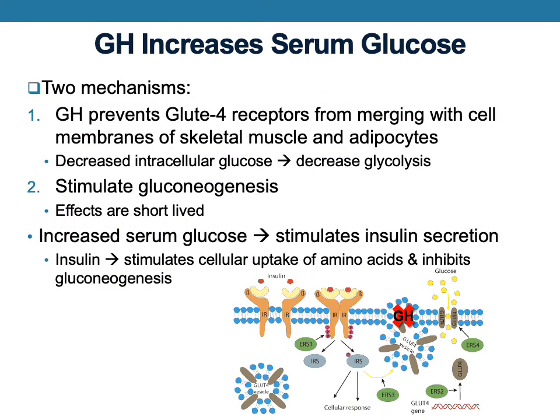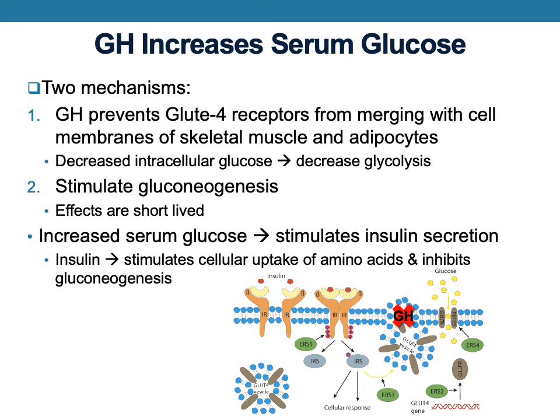Growth hormone increases serum glucose. Another interesting effect growth hormone has on the body is that it increases serum glucose levels. It does this in two ways. One is by attaching to GLUT4 transport proteins in skeletal muscle and adipocytes. This attachment prevents the GLUT4 transport proteins from merging with the membrane on skeletal muscle and adipose tissue.